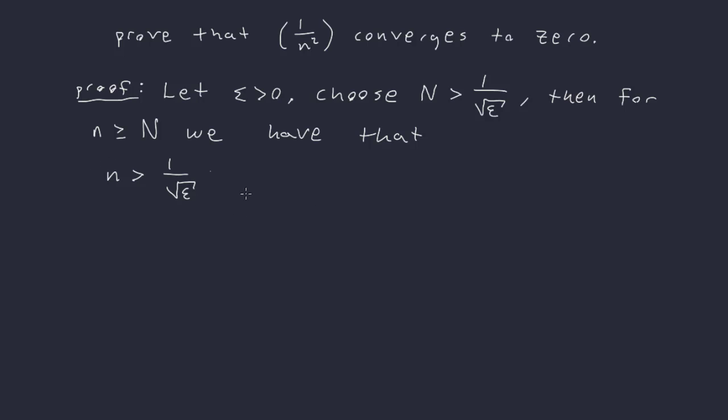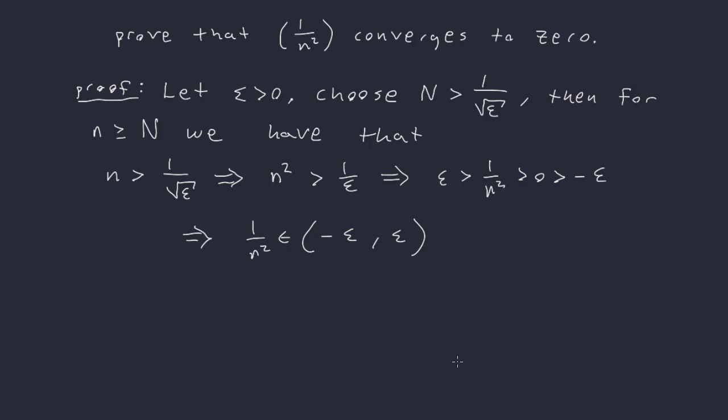Okay, now this implies that, if we square both sides, n squared is strictly greater than 1 over epsilon. Which then implies, well, we're going to move some things around. Move this epsilon over, this n squared over, and I'll get that epsilon is greater than 1 over n squared. And this 1 over n squared is positive, which will be greater than negative epsilon. So this implies that 1 over n squared is in the open interval negative epsilon to epsilon, which is the epsilon neighborhood around 0.